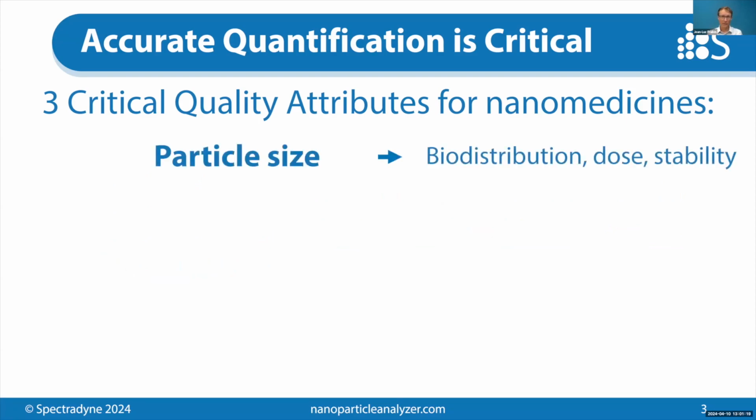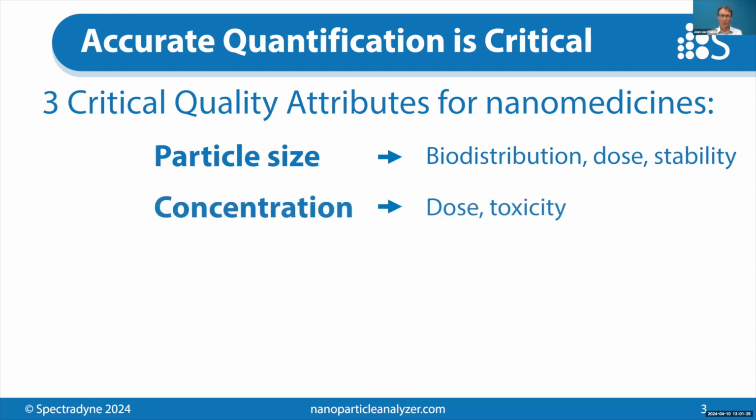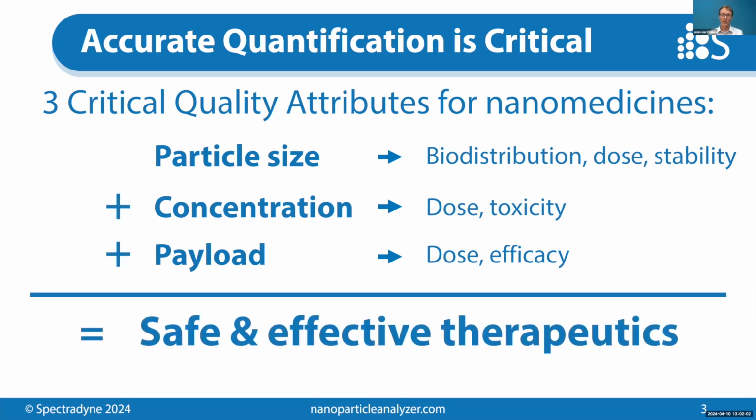So particle size is critical because it impacts directly the biodistribution of nanomedicines. It also determines the dose, because it determines the size of the particles that can be delivered, as well as their stability in formulation. The concentration of these particles is related to the dose, and the concentration of the different components, including empty and full LNPs, for example, relates to the toxicity of the formulation overall. The incorporated payload into the particles is also important because of dose and efficacy. Ultimately, you want to make sure that your drug is getting into the particles so that it can be delivered properly. All these are critical quality attributes that add up to our goal, which is safe and effective therapeutics.